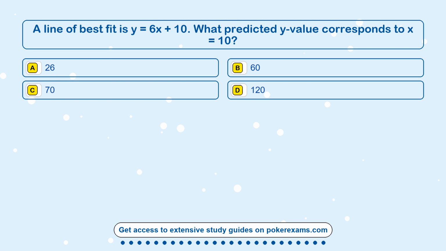Question 25. A line of best fit is y = 6x + 10. What predicted y-value corresponds to x = 10? Option A 26. Option B 60. Option C 70. Option D 120.